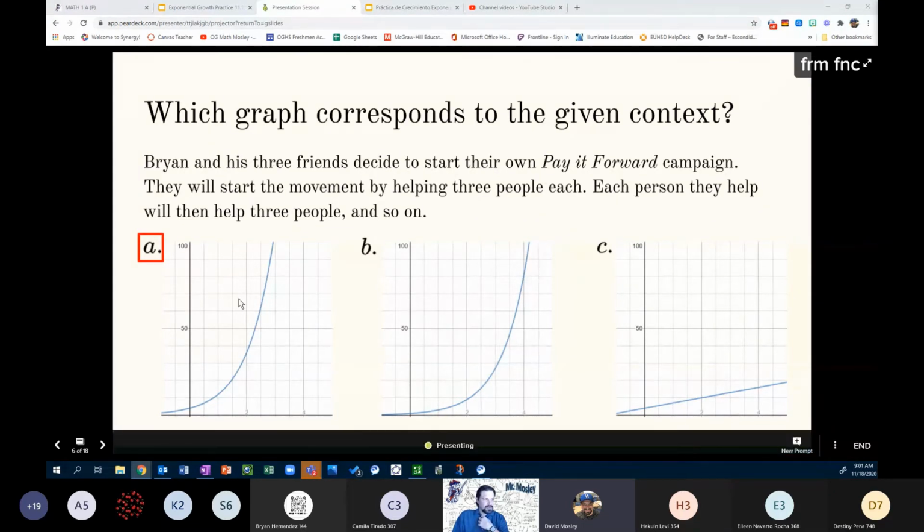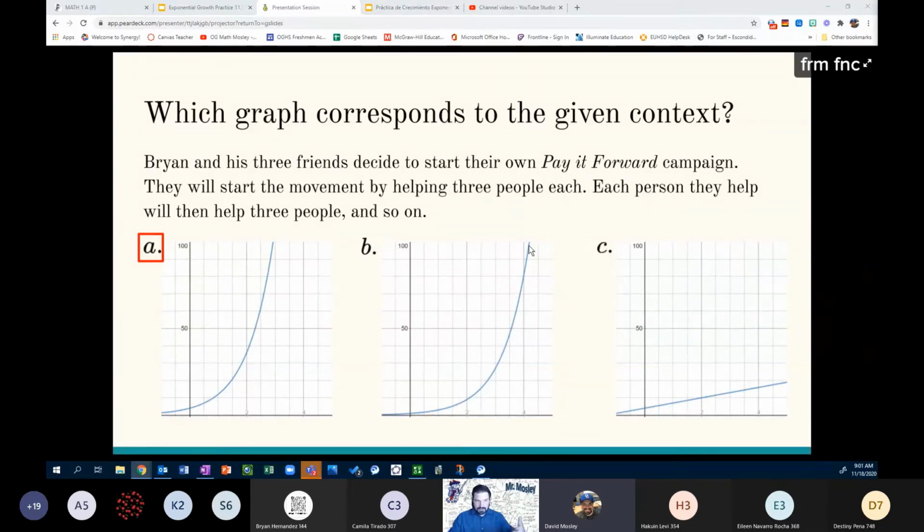So the main difference between graph A and graph B is A has a higher starting value. B represents starting with only 1 person. A represents starting with the 4 people. And because we start with 4, it gets to this like 100 level faster than graph B. Essentially 4 times. We start with a multiple of 4 rather than a multiple of 1.